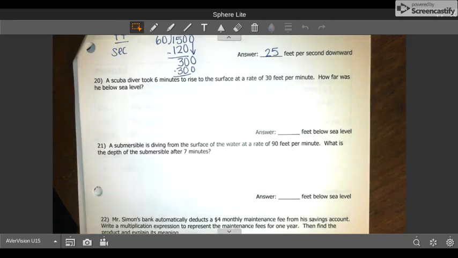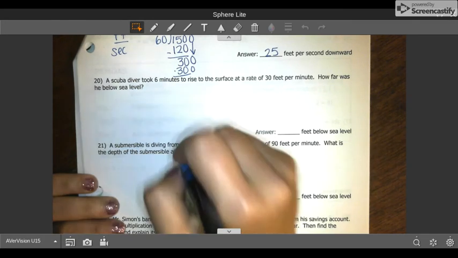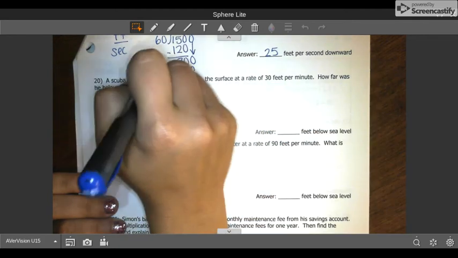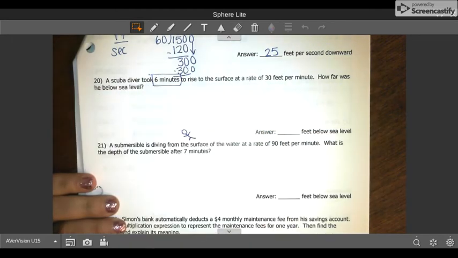A scuba diver took 6 minutes to rise to the surface at a rate of 30 feet per minute. How far was he below sea level? So this scuba diver was below sea level, and he took 6 minutes to rise up to sea level.